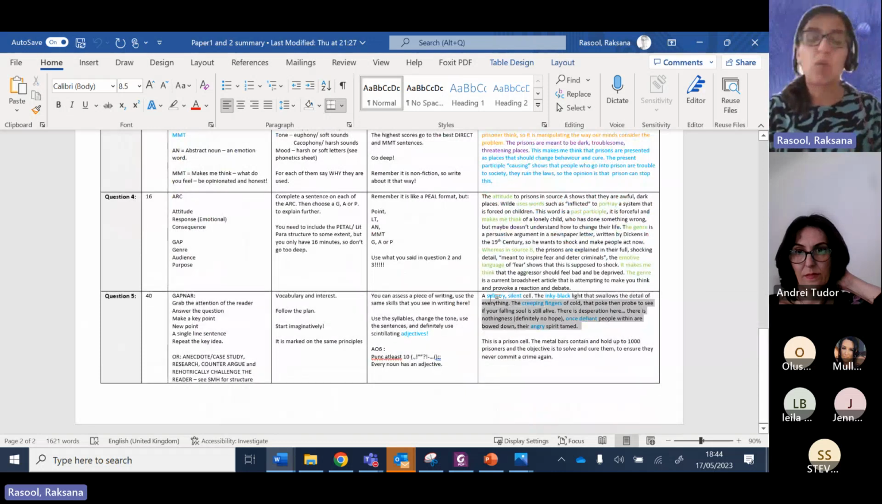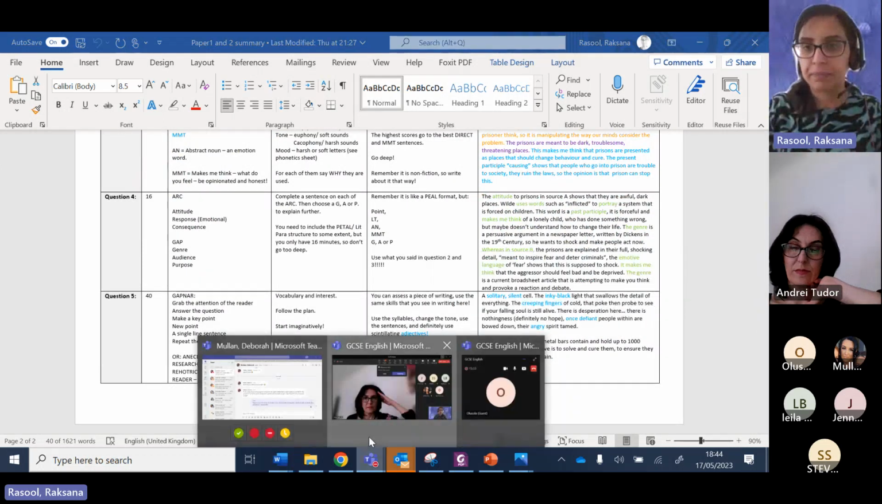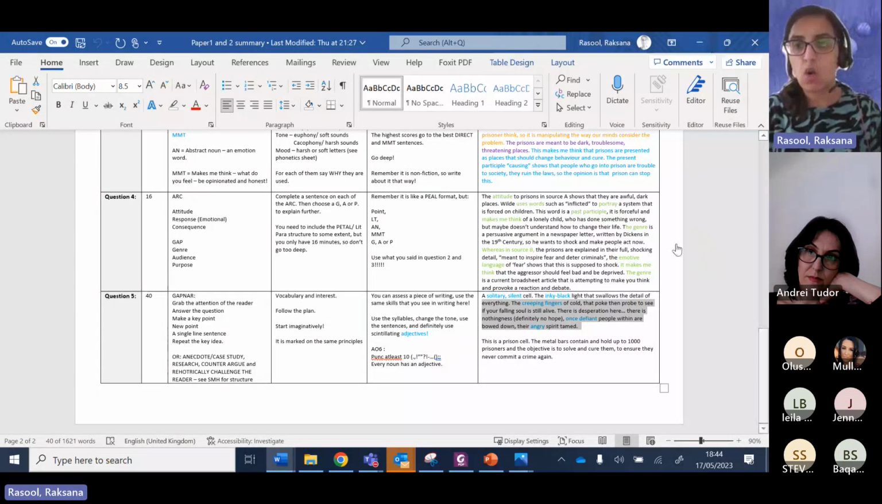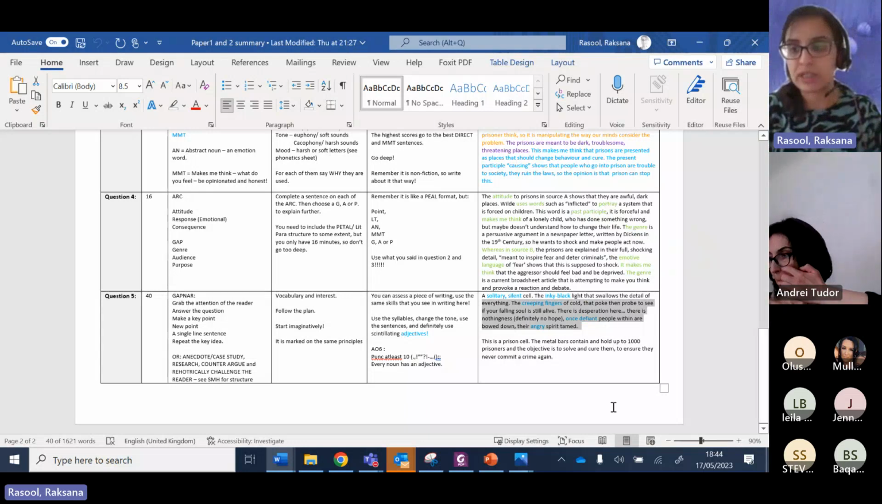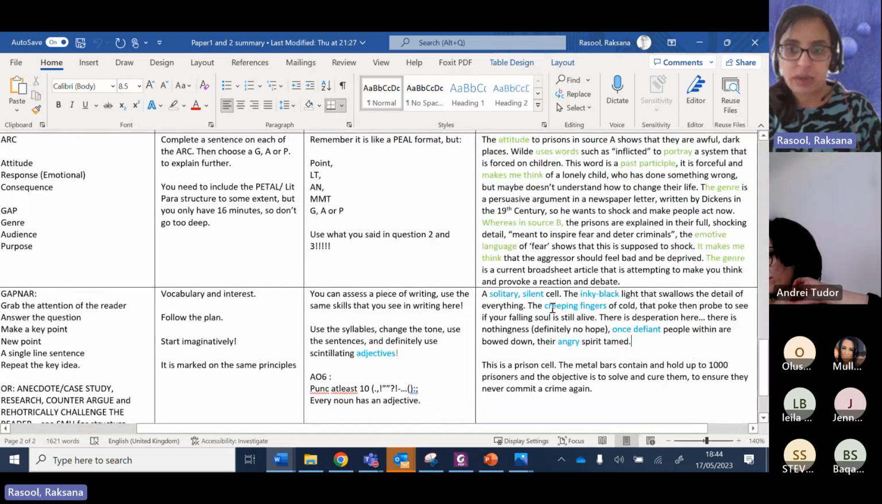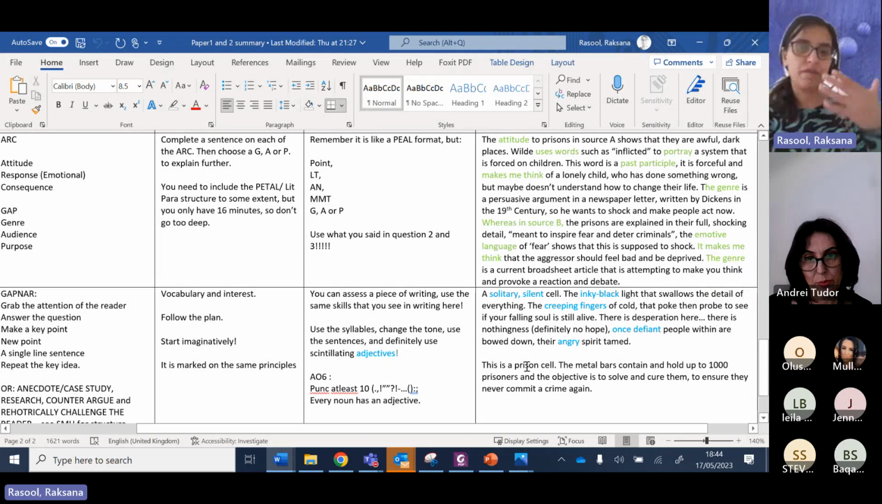whether it's an article, a letter, or a speech. You start off with an anecdote. So this one was about prison cells, okay, and prisoners. So you just start off with this anecdote here, and then you go, this is a prison cell, the metal bars, and then you give your facts and your quotes and your opinions and so on.